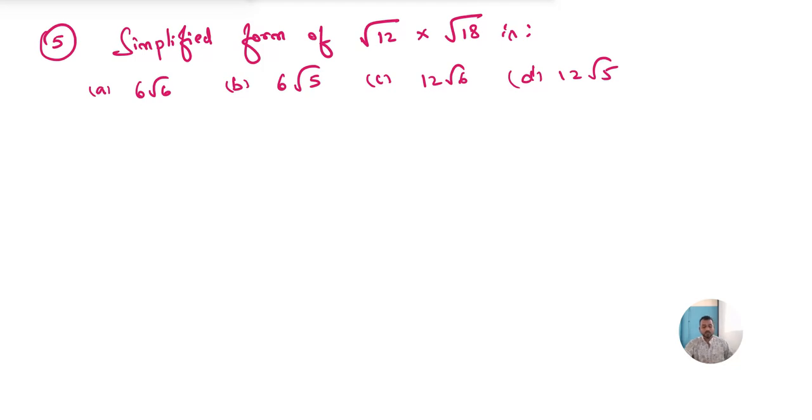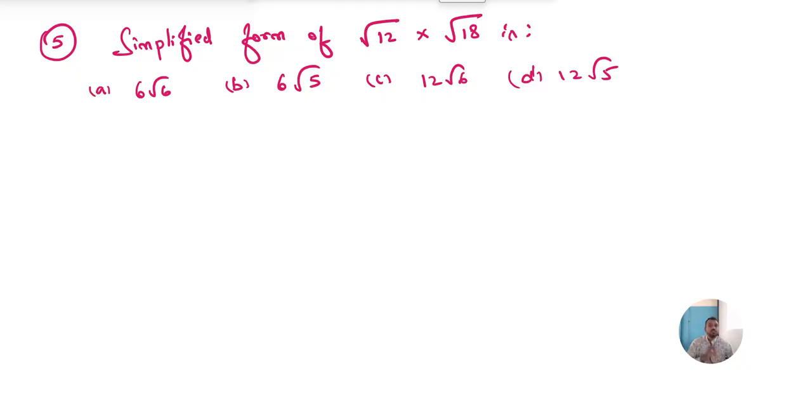Observe, students. The question is here on the screen. Simplified form of root 12 into root 18 is 6 root 6, 6 root 5, 12 root 6, 12 root 5. Sir, I understood this problem. How many? It is a surd because it has a root.